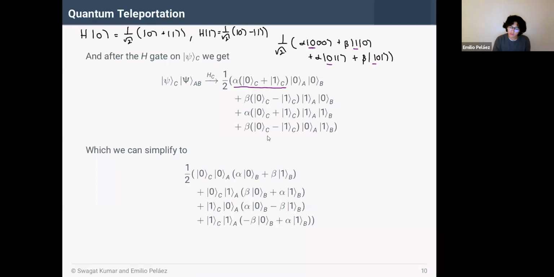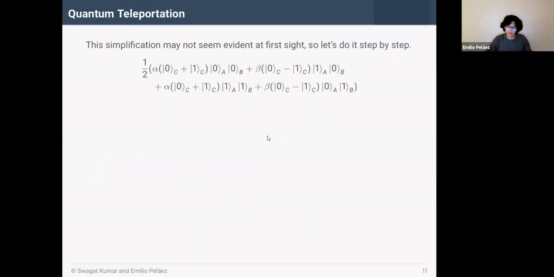In the second state, we have 1, this one, so 0 minus 1. Then again 0, so 0 plus 1. And then we got another 1, so 0 minus 1. Okay, so that's the superposition, which we can simplify to the next state you can see. And this is a bit lengthy, so let me just do it in the next one.